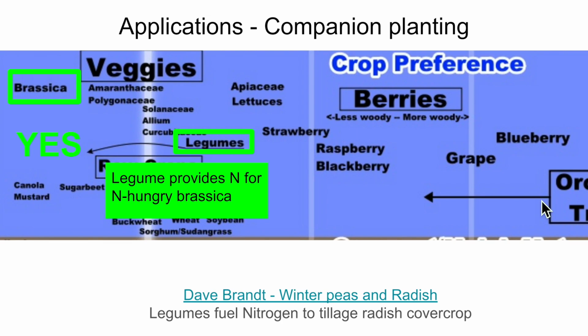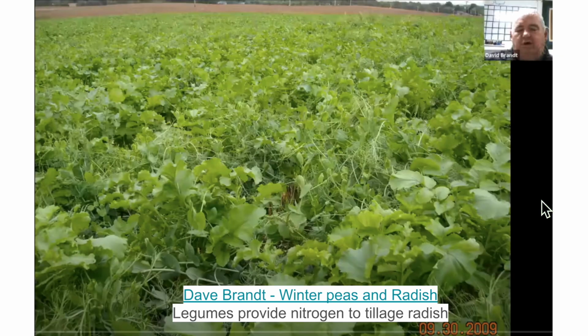First, because legumes produce soil nitrogen, they make an excellent companion to brassicas, which are nitrogen hungry. The legendary Dave Brandt, a man of honest work, spoke about his success using this method. He grew alternating rows of tillage radish and winter peas as a cover crop to add organic matter, but also to deal with the hard pan issues in his soil.